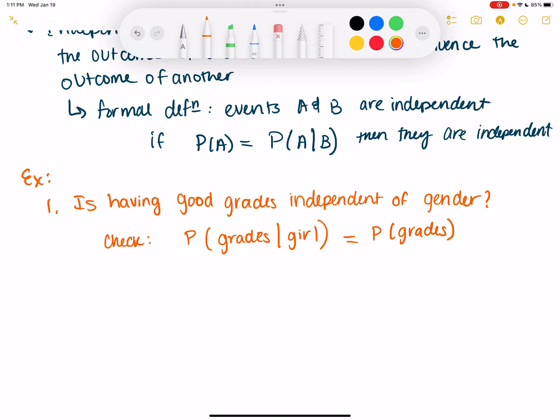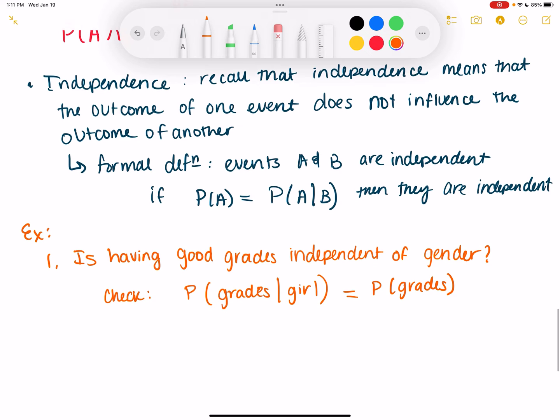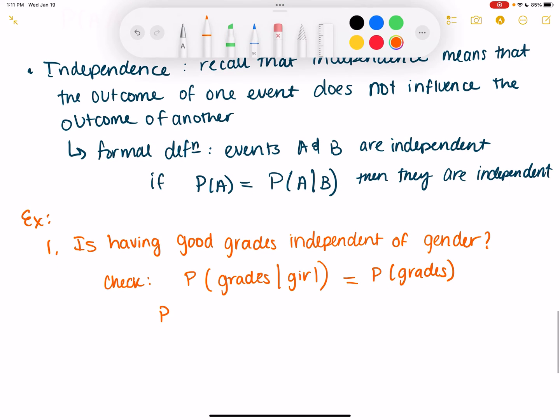All right, so remember, okay, our condition here. We're really looking at the probability of being a girl intersected with grades over the probability of it being a girl.